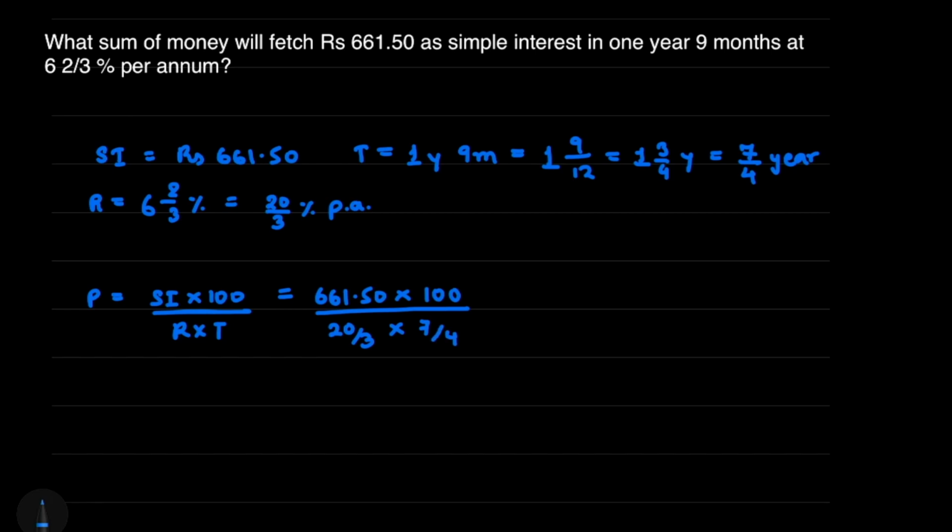So 3 out of the 20 by 3 will go up in the numerator, and same would be for the 4 in 7 by 4, it will go in the numerator. And this gives us the value of rupees 5,670. And that is our principal amount. So this is a bit of a conversion from the previous same formula of simple interest, and that's how we calculate any value from principal, rate, or time. Let's move on to another question.